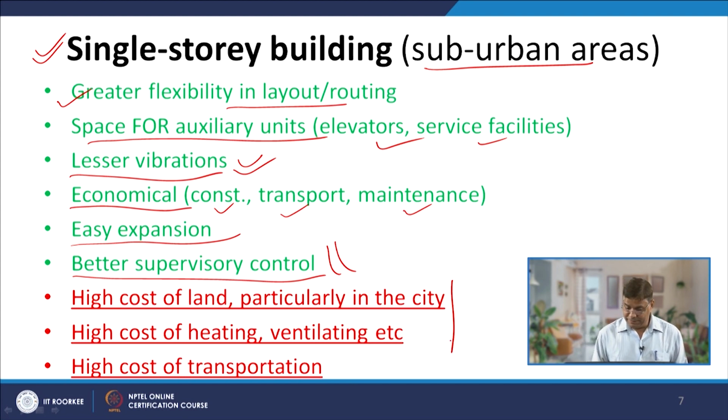But this kind of building is not justified, especially in cities when the land cost is high. In case of a single story building, because of the greater surface area and large openings, the cost of heating, ventilation and air conditioning is also high as compared to the multi-story, and the cost of transportation is also high, because long distances need to be covered. The machines are scattered over long distances over a large area. So, the cost of transportation in this case is also high.